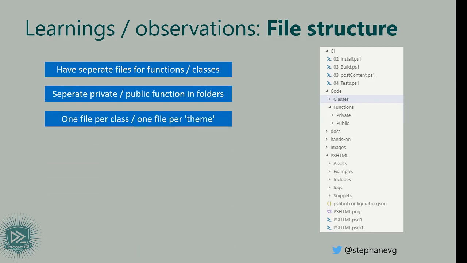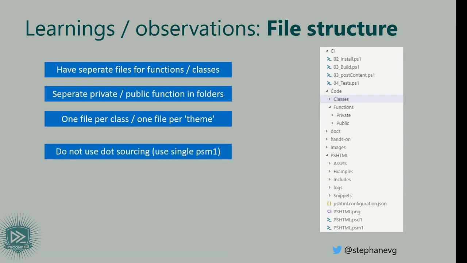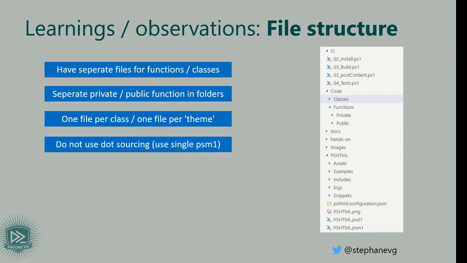Then one file per class or one file per theme, because that actually helped me to have less red in my code. And really, please try not to use dot sourcing in your PSM1 file. That's, in my opinion, a bad practice, and that slows your script so much down. So, for example, Polaris does that, and that's bad. Really don't do it. Simply for several reasons. One, it slows everything down.